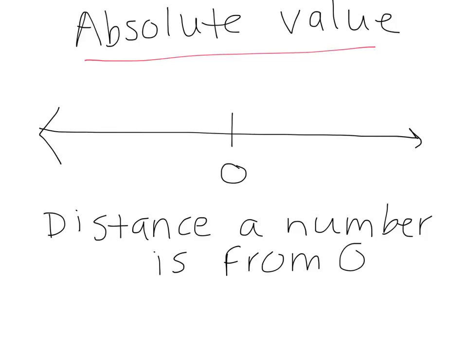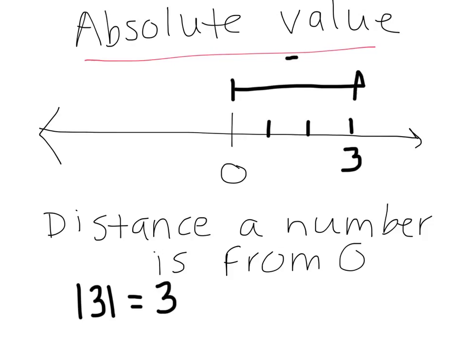Okay, so in this video, we are going to be discussing absolute value. The definition of absolute value is the distance a number is from 0. So when I take the absolute value of 3, the reason we get the answer as 3 is because the number 3 is 3 units away from 0.